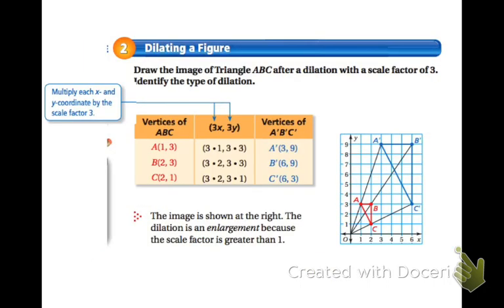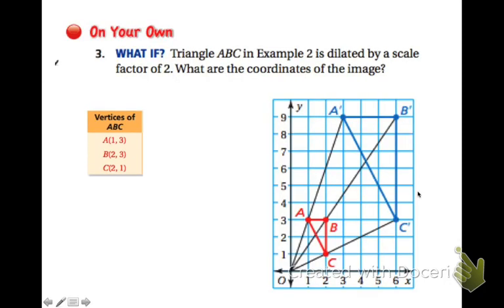All right. So let's take a look at example 2 for dilating the figure. You can see that the original A, B, and C has been drawn, and then after a scale factor of 3, we have listed the coordinates for the prime notation. If you multiply each x and each y, right here is the work that you could show to actually get the solution, okay? And we would say that it's an enlargement. All right? Now let's try this again, but this time we are going to dilate by a scale factor of 2.